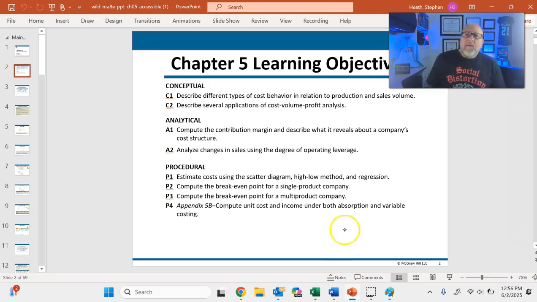And then unfortunately, we're going to go all the way down into the appendix and talk about the difference between absorption costing and variable costing. But the entire chapter really revolves around the next video, which is the differences between variable costs and fixed costs.